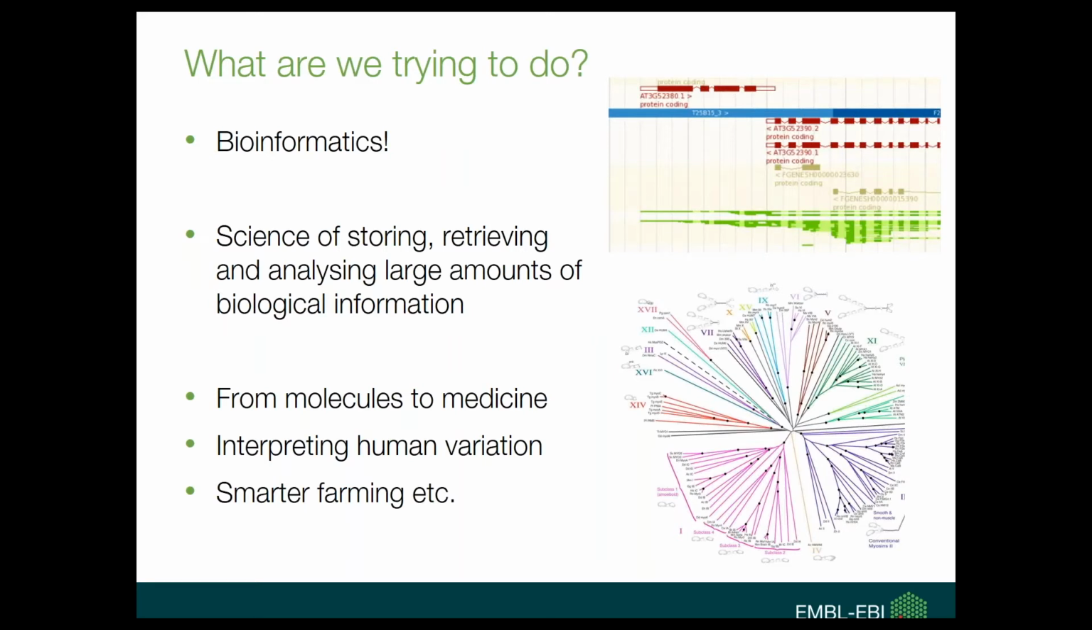So what are we trying to do? Obviously, it's bioinformatics, which we define as the science of storing, retrieving, and analysing large amounts of biological information. And this has loads of uses, from molecules to medicine, to looking at human variation, and it enables us to do lots of things, for example, maybe farming smarter.